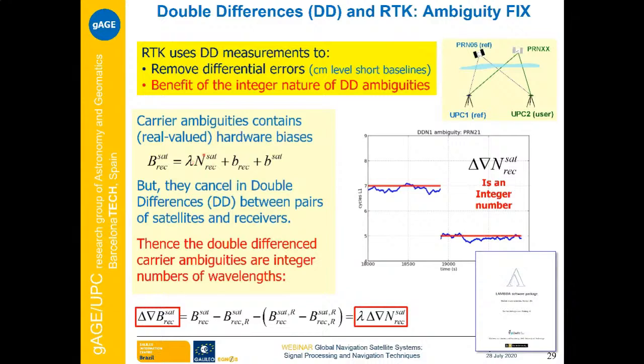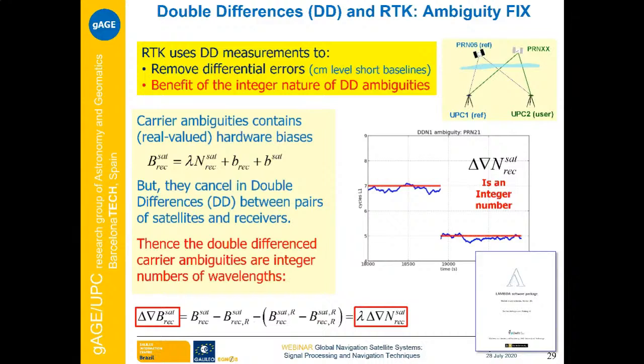The integer term n is an integer number of wavelengths. The integer term refers to both satellite and receiver, but these other real valued terms, one of them refers only to the receiver and the other to the satellite. These are the carrier hardware biases. Taking differences between receivers, we remove what is common for the receivers, that is the satellite. Taking differences between satellites, we remove what is common for the satellites, that is the receiver. And this is the idea of double differences.